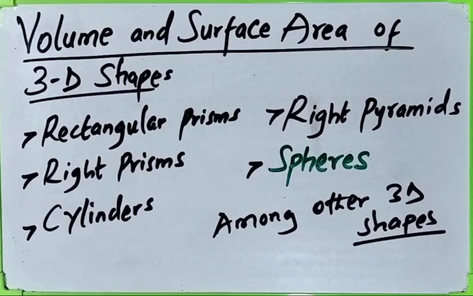Before we move into doing an example, I would like to highlight a number of shapes that are classified as three-dimensional shapes. The first one, if you can see my whiteboard properly, is a rectangular prism. Another one, right prisms. We also have cylinders. We have right pyramids. And now one of our interests in this video, written in a different color, in green, is spheres. Of course, we have other 3D shapes.